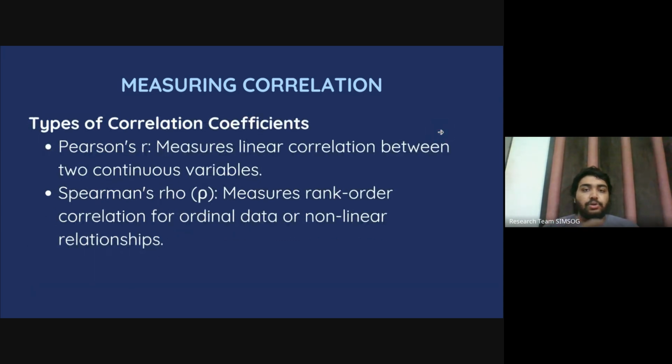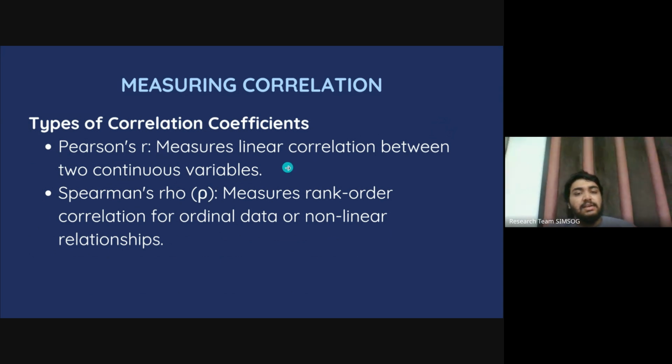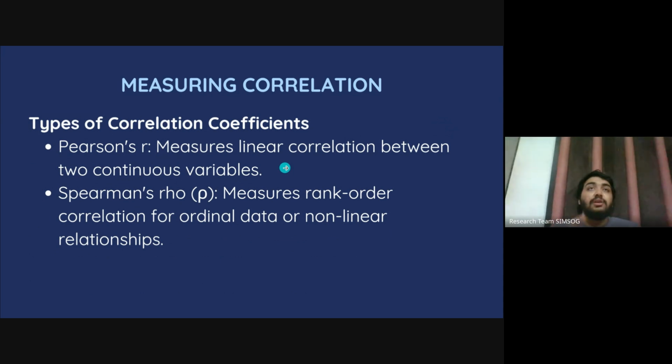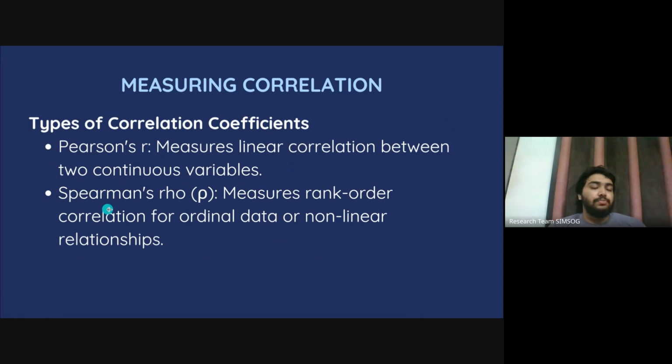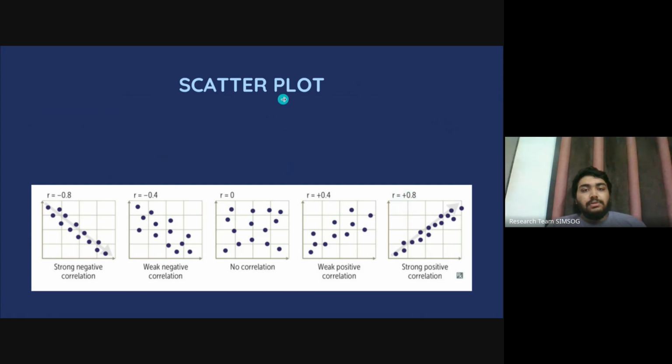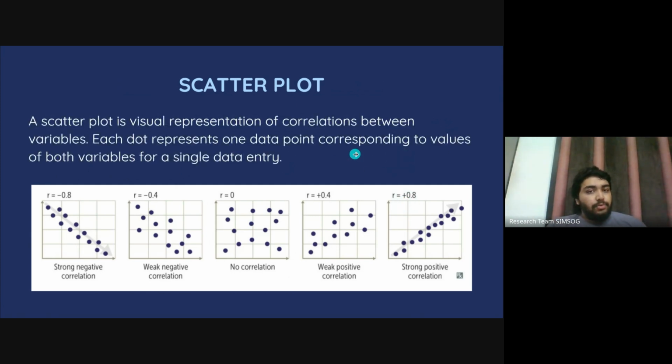So that's about correlation coefficients. Now, for normally distributed data, it is Pearson's R. But if you want to look at ordinal data or non-linear relationships, you will use Spearman's rho. Again, it's similar to parametric versus non-parametric. Now, about the scatter plot.